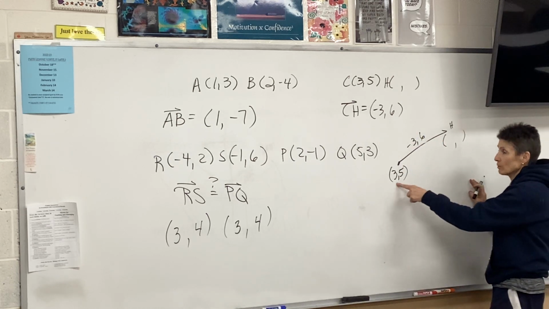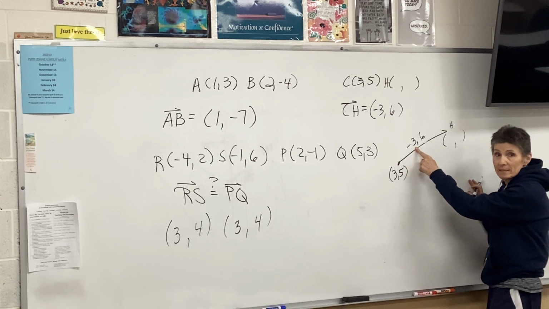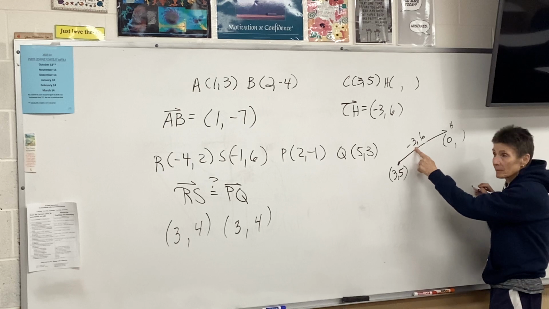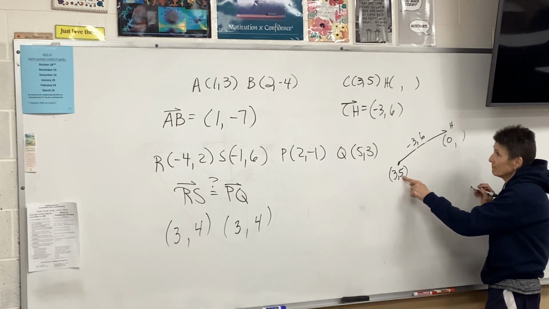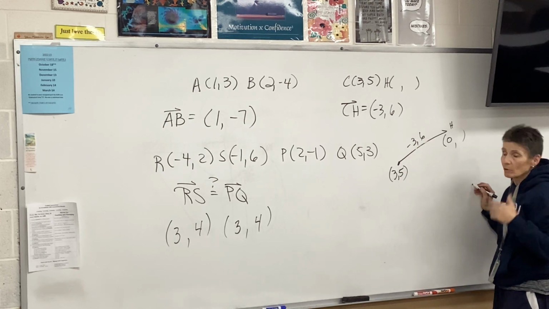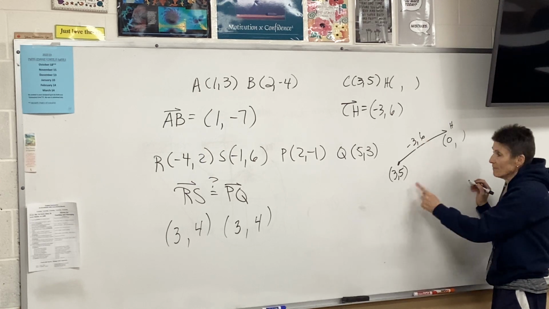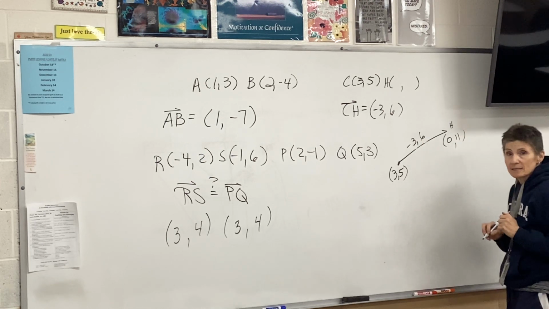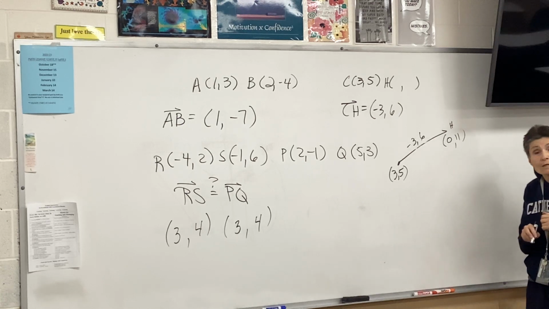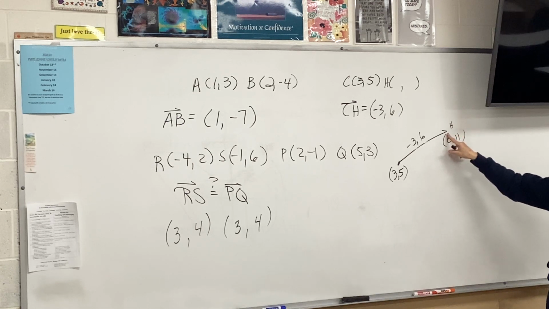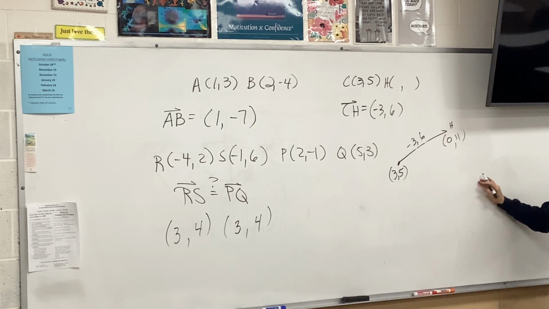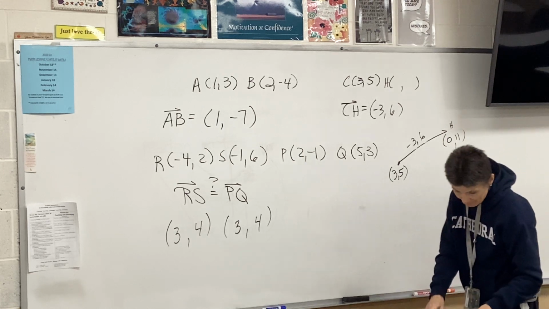So if I start at 3 and back up 3, then I'm ending at 0, aren't I? And if I start at 5 and go up 6, because that's y, then I'm ending at 11. So the coordinates of the terminal point of this vector are 0, 11.